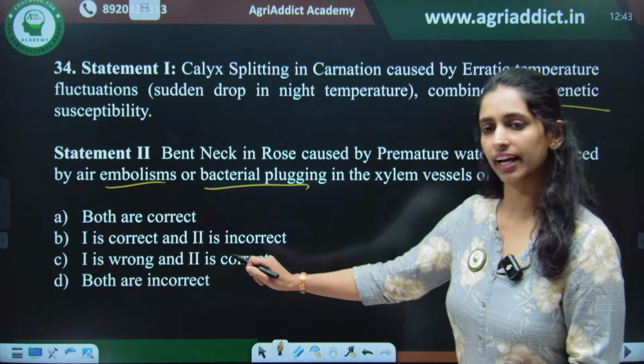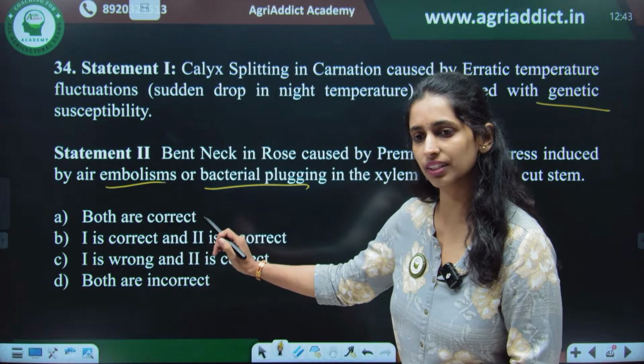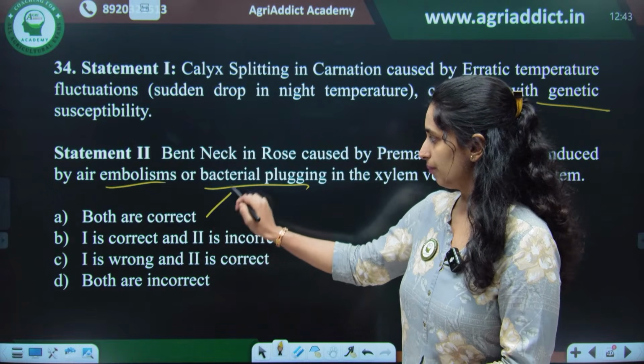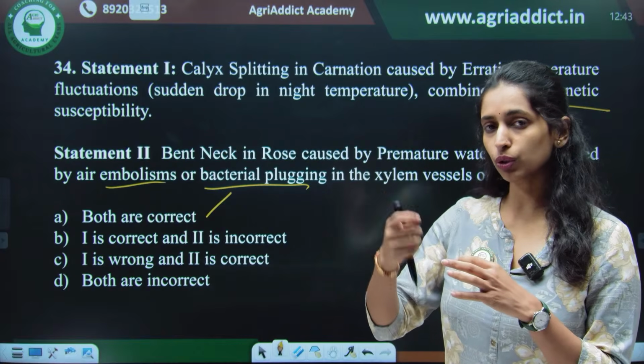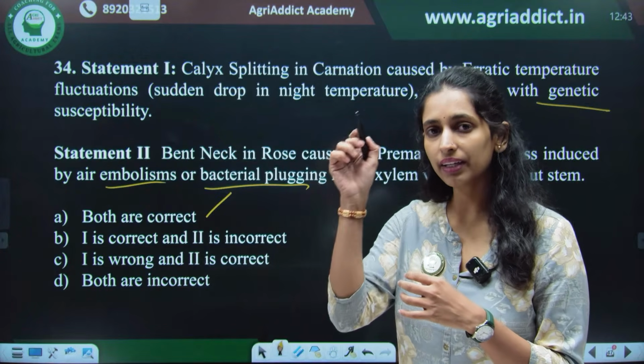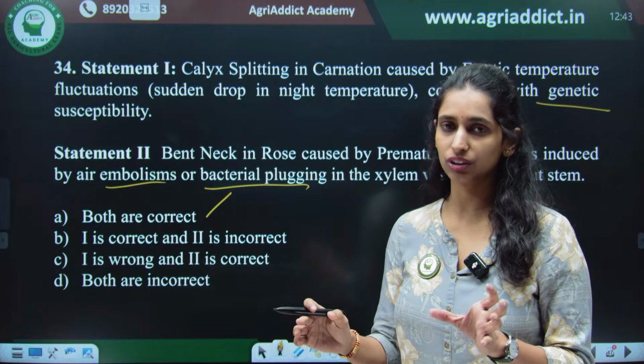So both are correct, as Priya is giving, many you are giving. Okay, Sangeeta, it's a correct answer. Because in rose, what happens? When we harvest, if we don't put it immediately in the water, an air bubble forms there, which prevents water absorption.